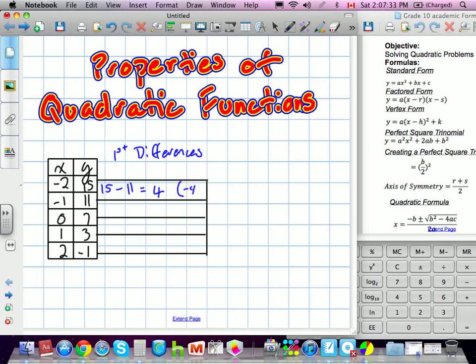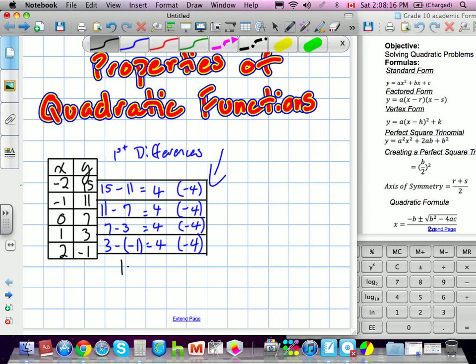I'm just going to put that as a side note here. On the next one, we're going to do 11 subtract 7. What will we get? Okay? And what if I did vice versa? Okay. Next, we'll do 7 subtract 3. And then finally, 3 subtract negative 1. And negative 1 subtract 3? 4. Yeah, okay. So, our first differences were all the same. This is very important. That means we can stop here. If the first differences are the same, that means we have a linear equation.